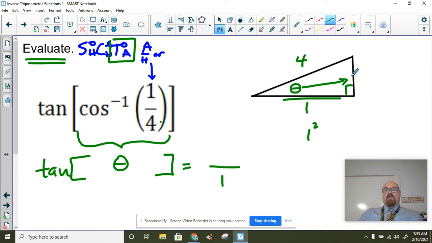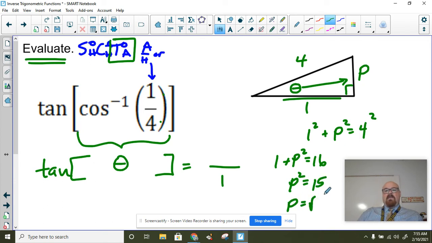So how do I figure this out? Pythagorean Theorem. I'm going to say P for opposite because I don't want to use O; O looks like 0. So 1 squared plus P squared equals 4 squared. So we get 1 plus P squared equals 16. P squared equals 15. P is equal to the square root of 15.